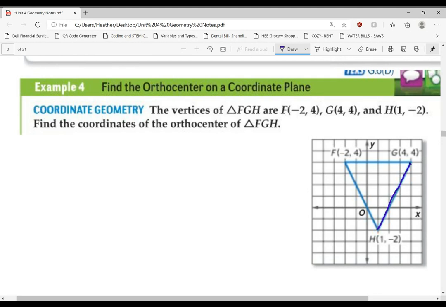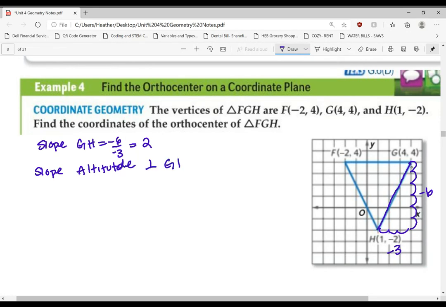Since it's on a graph, we can count it. 1, 2, 3, 4, 5, 6 down. 1, 2, 3 to the left. So this is -6 over -3. So the slope of GH is equal to -6 over -3, which is 2. So the slope of the altitude, which is perpendicular to GH, is going to be -1/2.